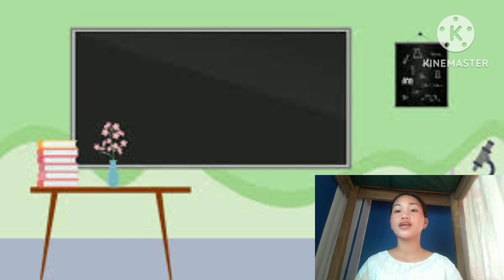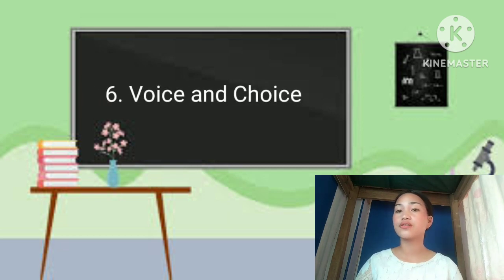Number 6 is voice and choice. So here the students are allowed to make some choices on what projects they should create, how they work on it, and how they use their time, guided by the teacher and depending on the age level and project-based learning experience.